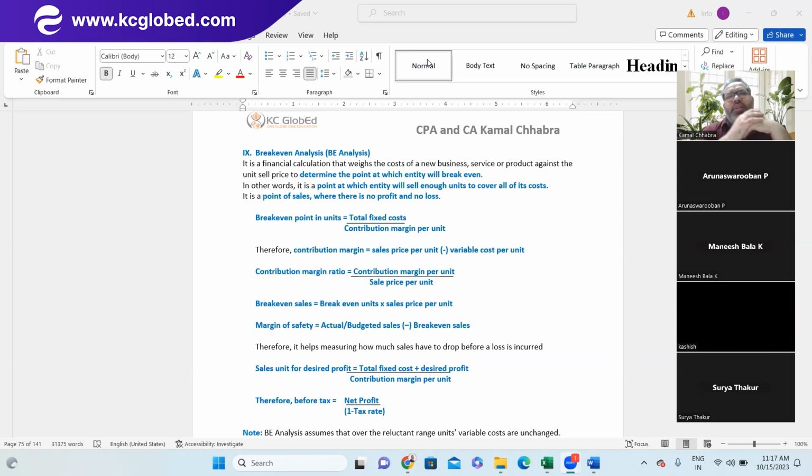So what is margin of safety? Any idea? Or by any chance have you heard of this term before? Margin of safety?